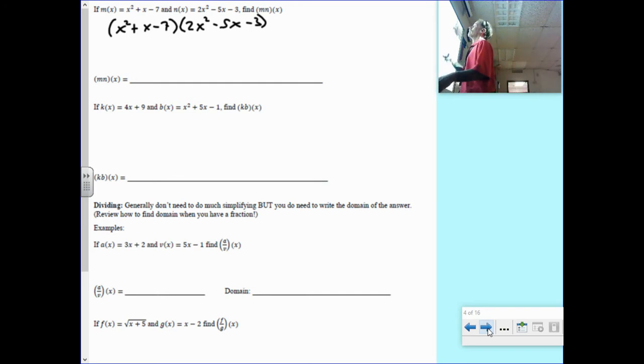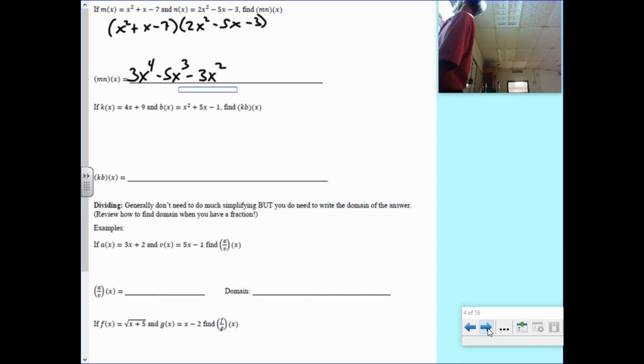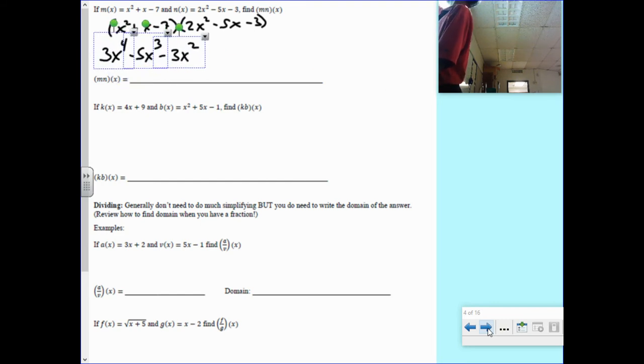So we're going to do x squared times each of these things. Okay, so we got x squared times 2x squared, 2x to the fourth. Remember, when you're multiplying, you add the exponents. X squared times minus 5x, negative 5x to the third. X squared times minus 3. And I'm going to move this just up a little bit so I can have room to write my final answer.